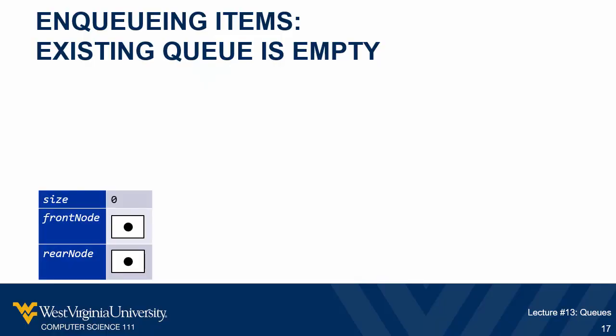The process for enqueuing new items in our queue is going to vary depending on whether or not there already is stuff in the queue. Let's start off by looking at the situation where we have an empty queue. This is the simplest implementation here.